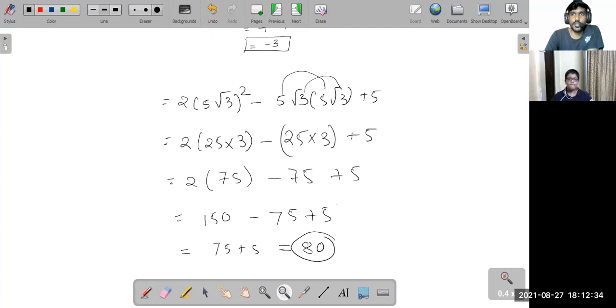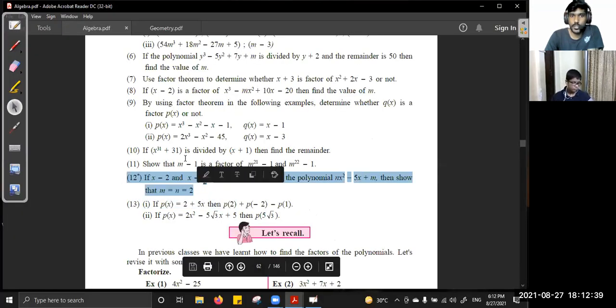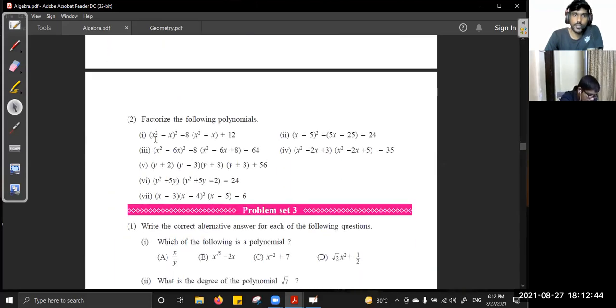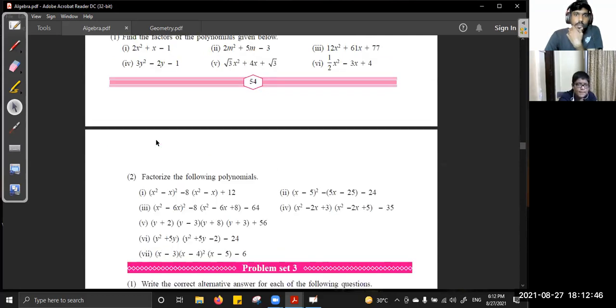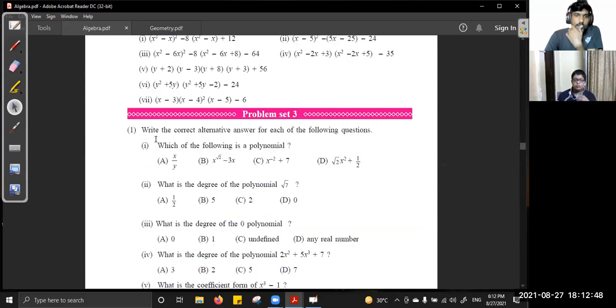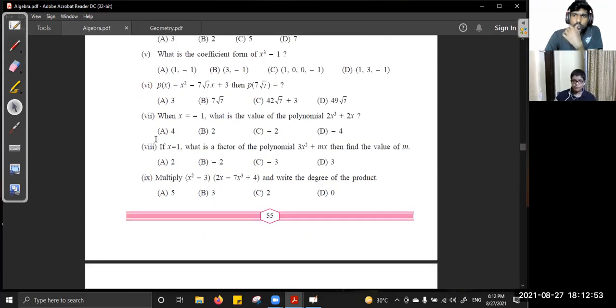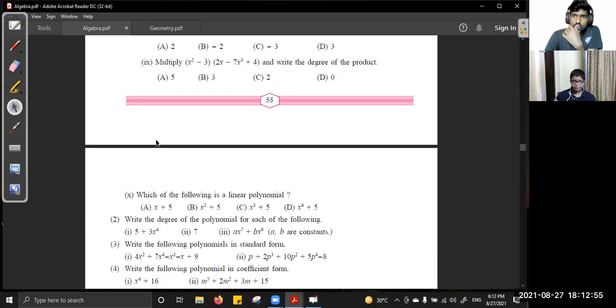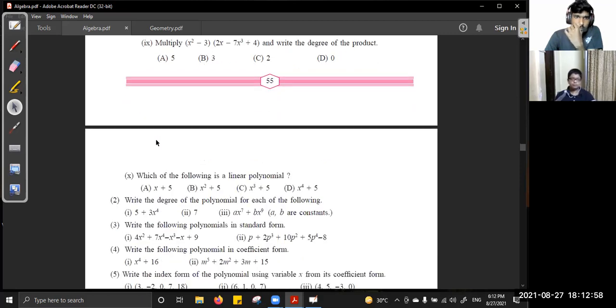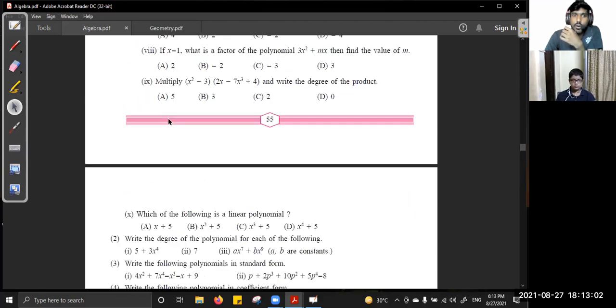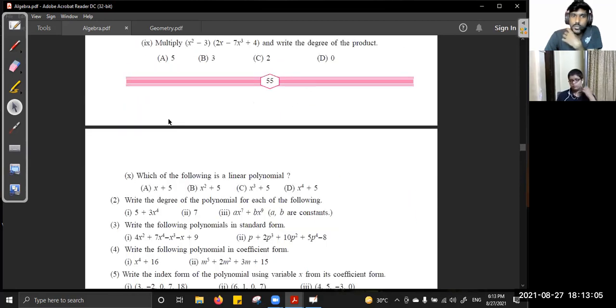Okay. We'll stop here. Only the 12th sum is left. So I want you to try your 12th sum for homework. We have practiced, and 3.6 also remains. Problem set MCQs, have you done? No. Okay, so for homework, I want you to do problem set, all 10 MCQs. All 10 MCQs.